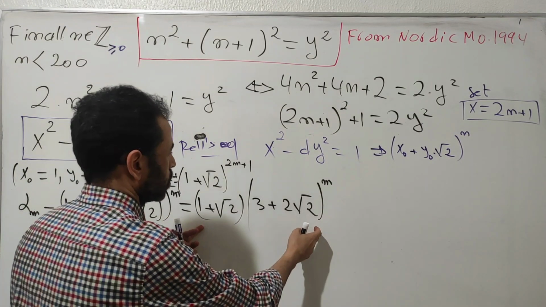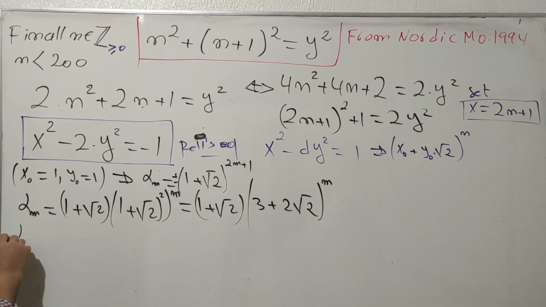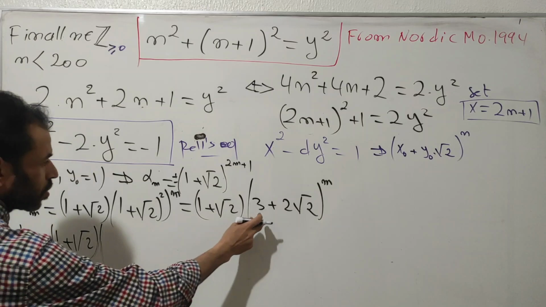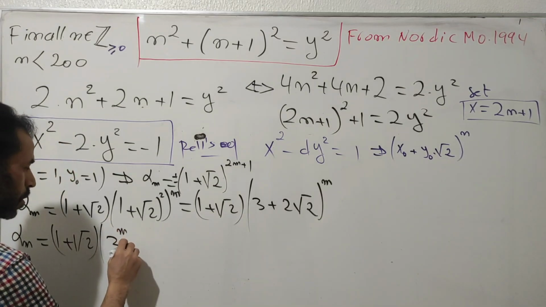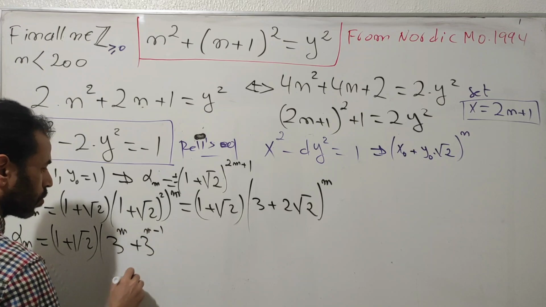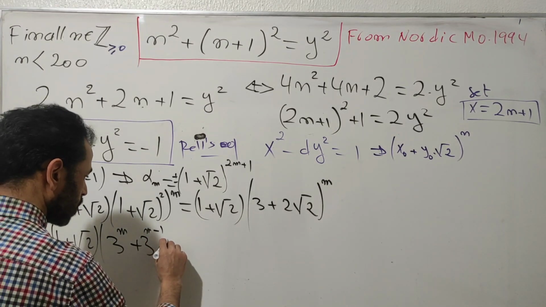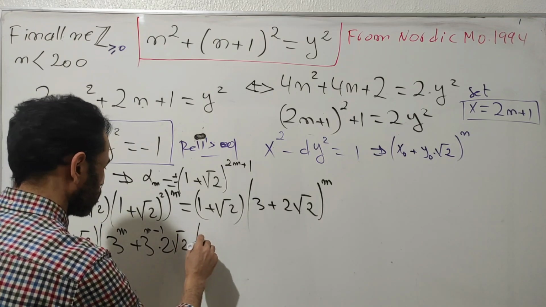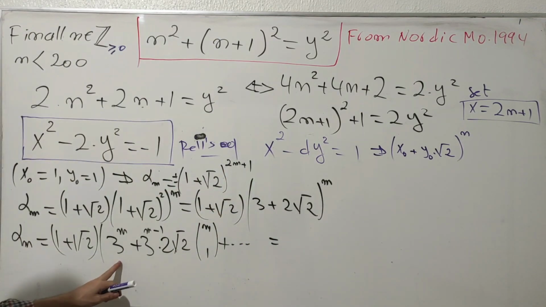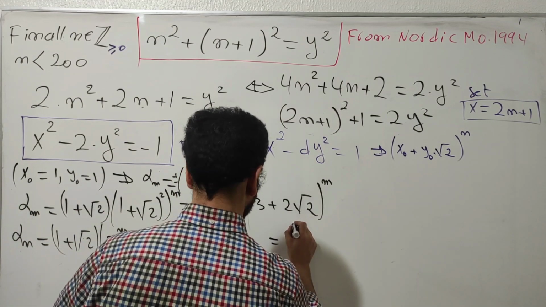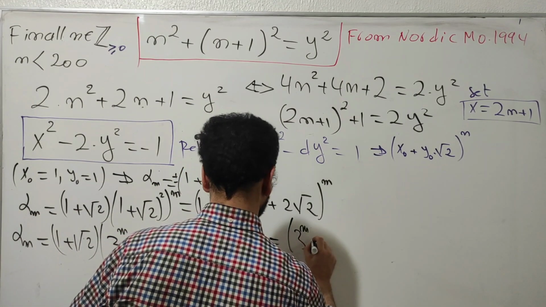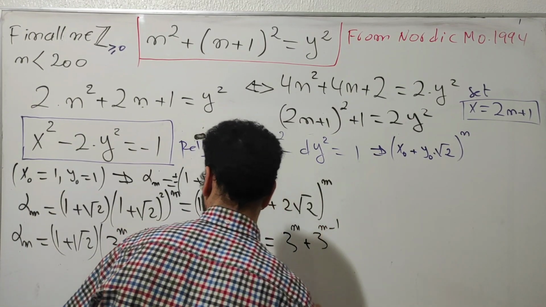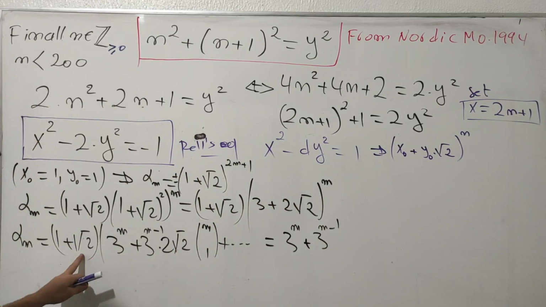Now we are going to expand this one, so we get a general solution alpha m, which equals (1 plus square root of 2) to the power. This is going to give us 3 to the m plus 3 to the m minus 1 multiplied by 2 square root of 2. I'm going to distribute this out, which gives us 3 to the m plus 3 to the m minus 1 multiplied by 2 multiplied by square root of 2.